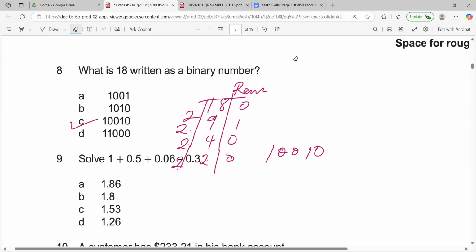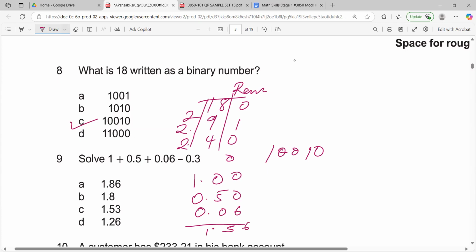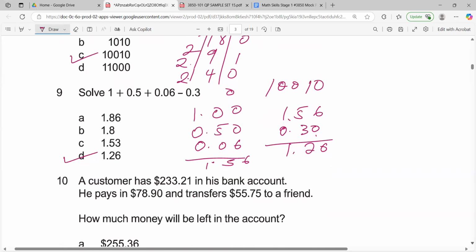All right, next one says solve 1 plus 0.5 plus 0.06. So it will be 1. So we add these, right? So this will give us 1.56. And then we're going to subtract. The rule says once you subtract, you must add the decimal point. 0 from 6, so that's 1.26.